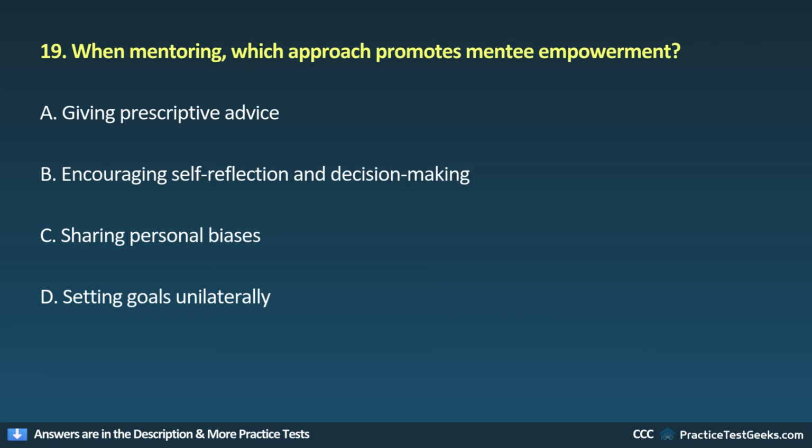19. When mentoring, which approach promotes mentee empowerment? A. Giving prescriptive advice. B. Encouraging self-reflection and decision-making. C. Sharing personal biases. D. Setting goals unilaterally.